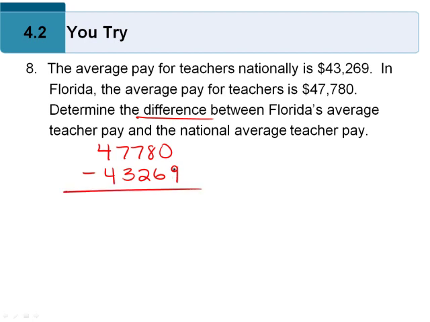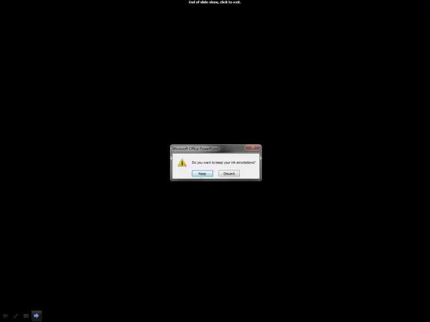43,269. Okay, so let's see, that's going to be 1, 1, 5, and 4. Let me double check that just to make sure that I'm not screwing up. Perfect. Okay, so the difference there would be $4,511. And I'm pretty sure that's it for section 4.2. Yep, that's it. So good luck on that section.